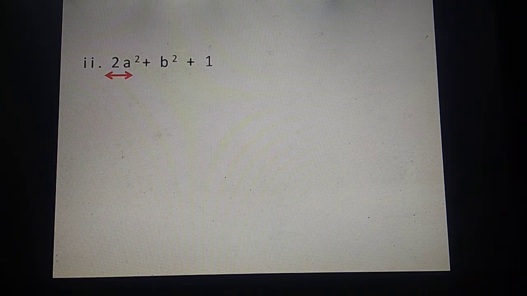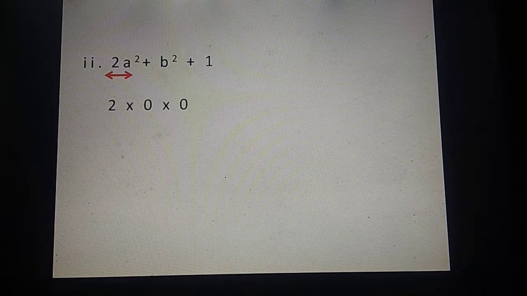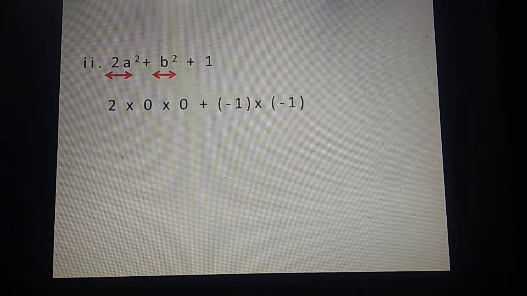Second is 2a square plus b square plus 1. Solve the first term. It's 2a square, that is 2 into a into a. In place of a, you will write 0. So finally, you will get 2 into 0 into 0 plus b square. In place of b square, b into b, that is minus 1 into minus 1 plus 1.